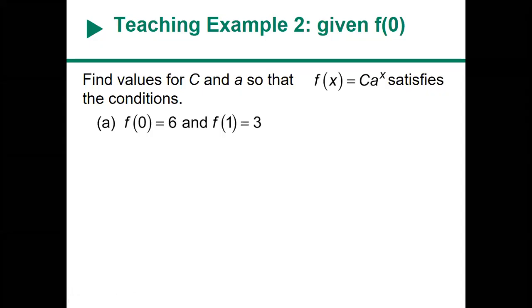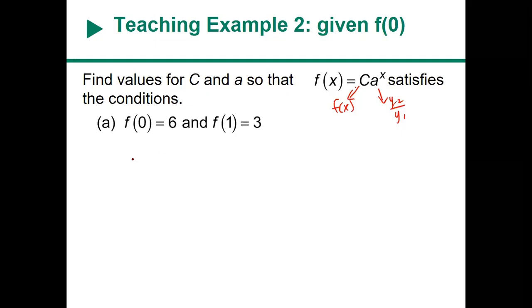So here we are. To find the values for c and a so that f of x equals c times a to the x satisfies the conditions. Okay. When I look at this problem, remembering even though the variables have changed, c comes from f of 0 and a comes from y2 divided by y1. So let's begin to find those parts.